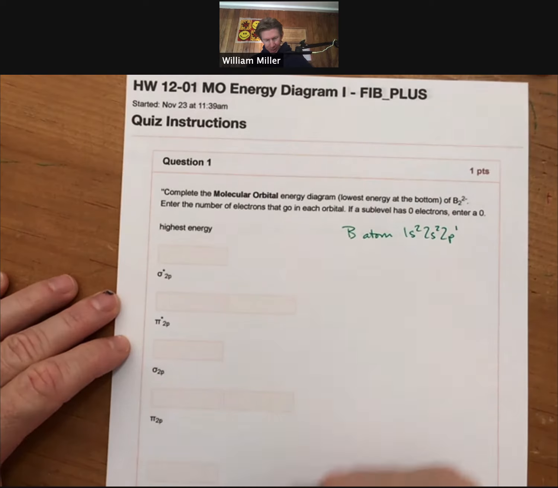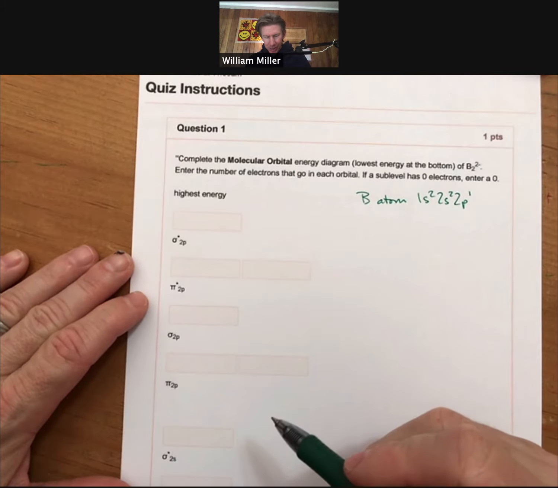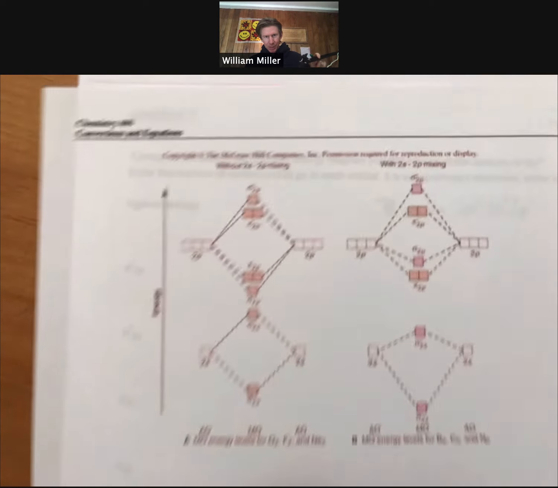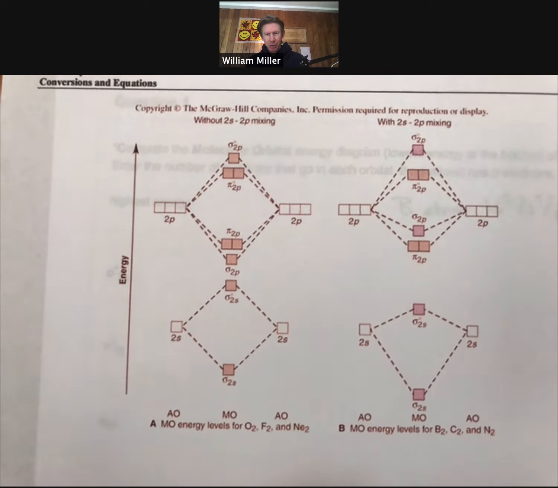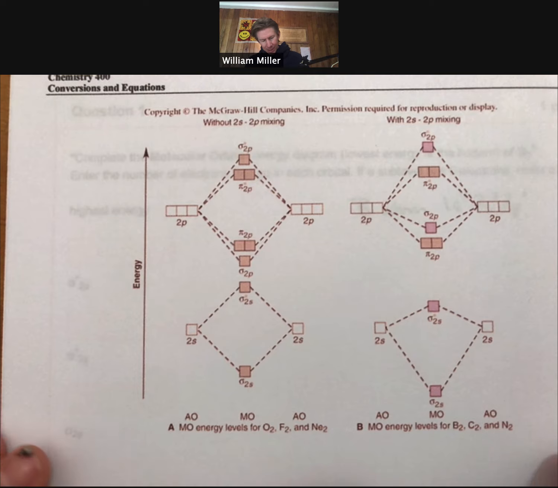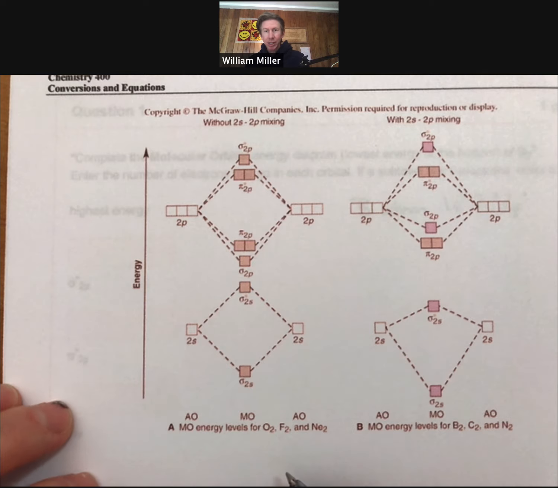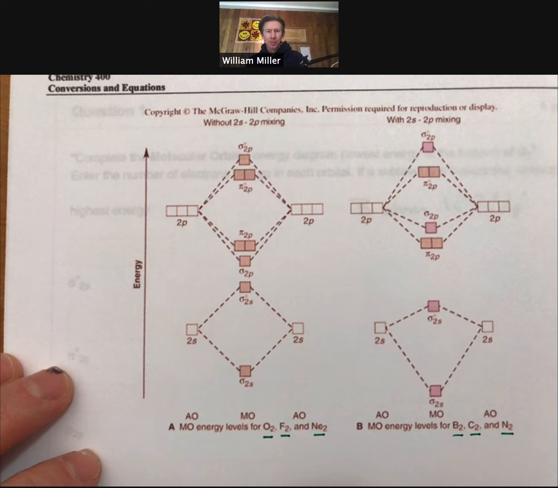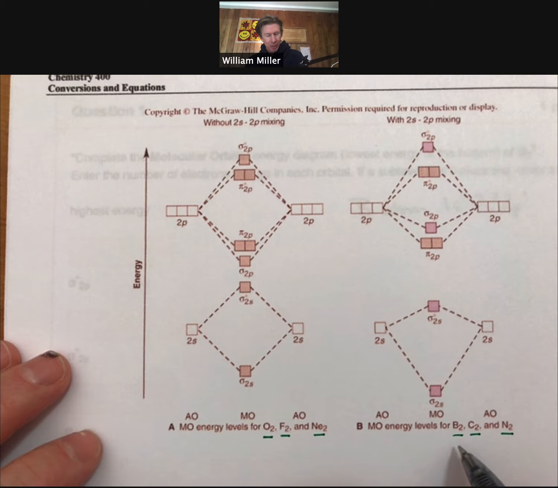While I'm going to end up filling my answers in on this sheet, I'm going to refer to this picture, which is on your conversion and equation sheets, under the syllabus module that you can look at. One of the things to realize is that there are 2 different molecular orbital energy level diagrams. There's one for B2, C2, and N2, and a separate one for oxygen, O2, F2, and Ne2. Since we've got boron, we're going to be over here.